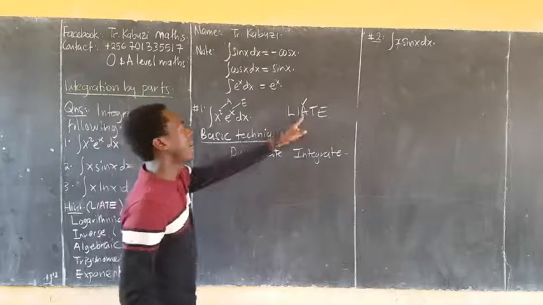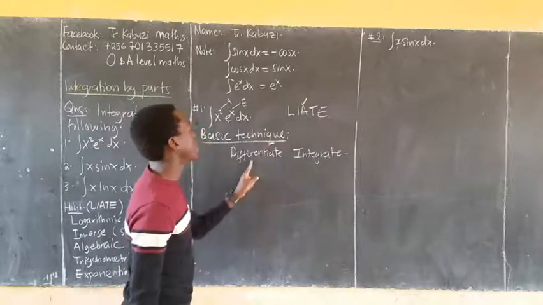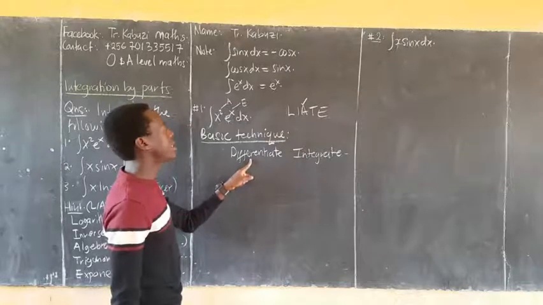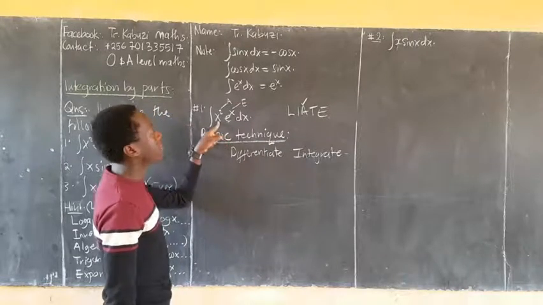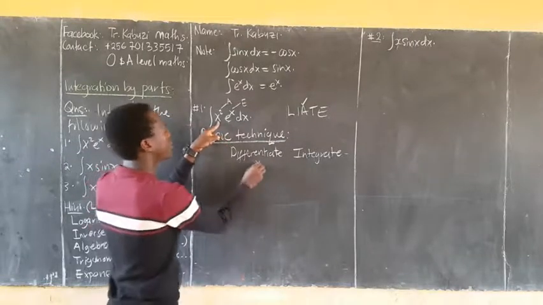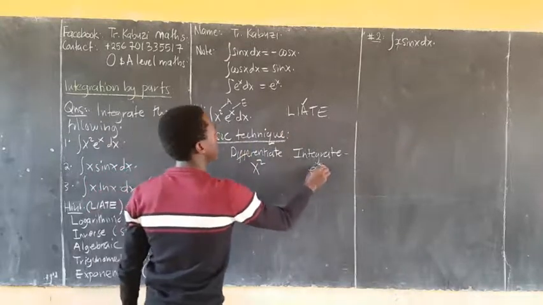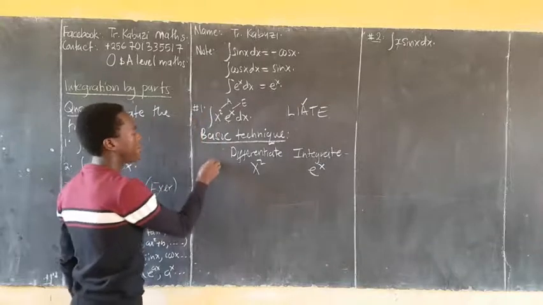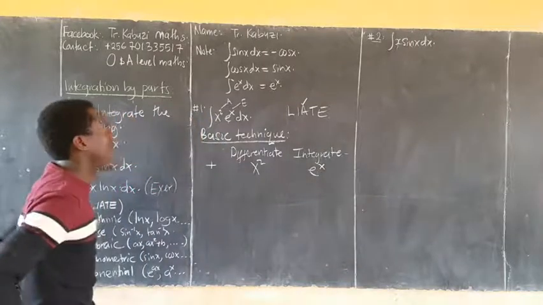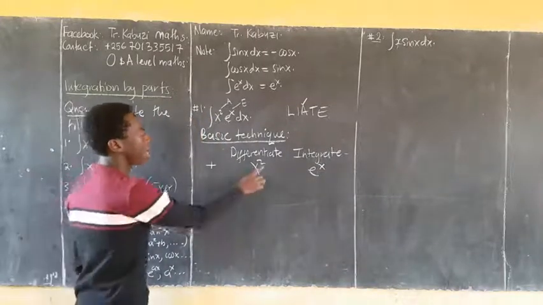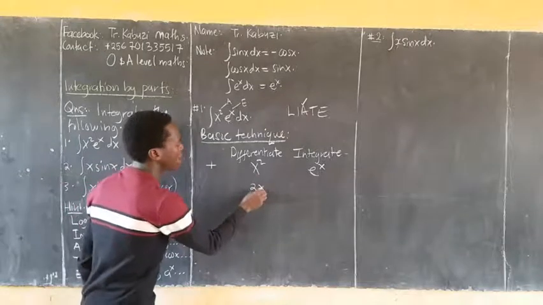A comes first before the E. So it means that we are going to differentiate A. What is A? A is the quadratic function. Here we have x squared. And then E, we are going to integrate. We start by putting a positive. The signs are going to alternate. When I differentiate this, I get 2x.